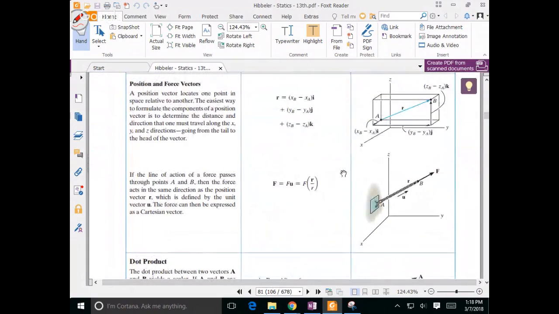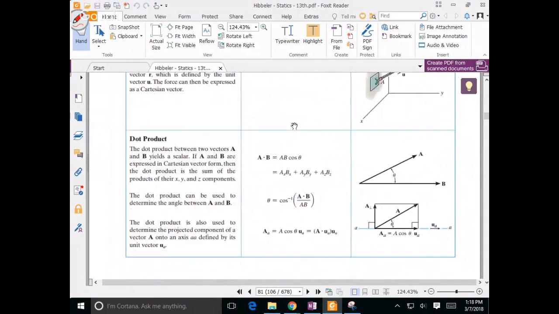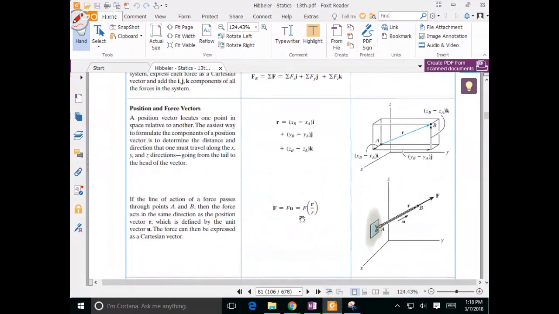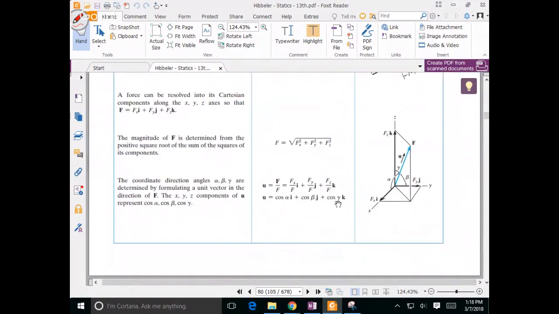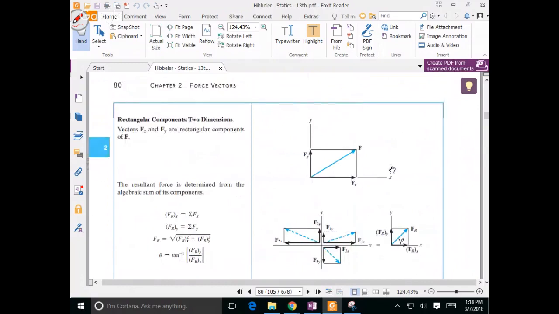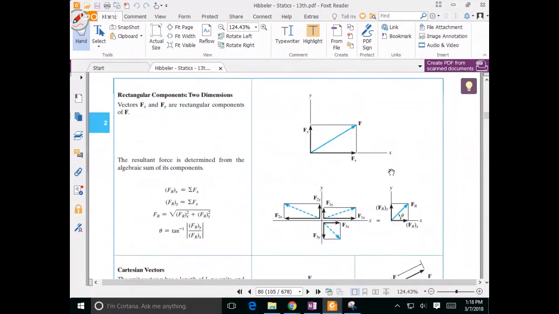If you think about it, that's what this is: position, dot product. If you know how to do this, and you know how to find the alpha, beta, and gamma, which was in that problem, and you know how to break vectors into 3 coordinates, you should know how to break them into 2.